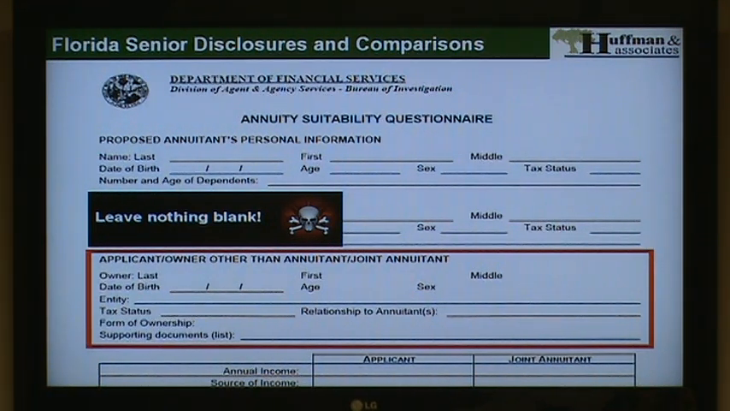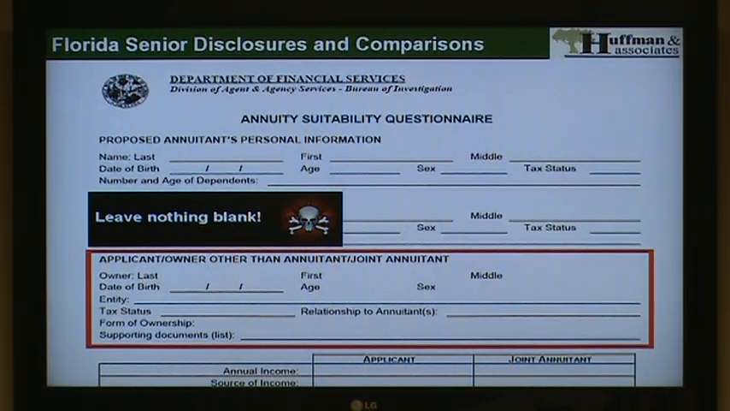Sex. For an entity, answer NA. Entity. If the owner is a natural person, answer NA. If the owner is a non-natural person, answer as applicable. Trust, corporation, partnership, etc. Tax status. Single, married filing jointly, exempt, etc. For an entity, answer NA.